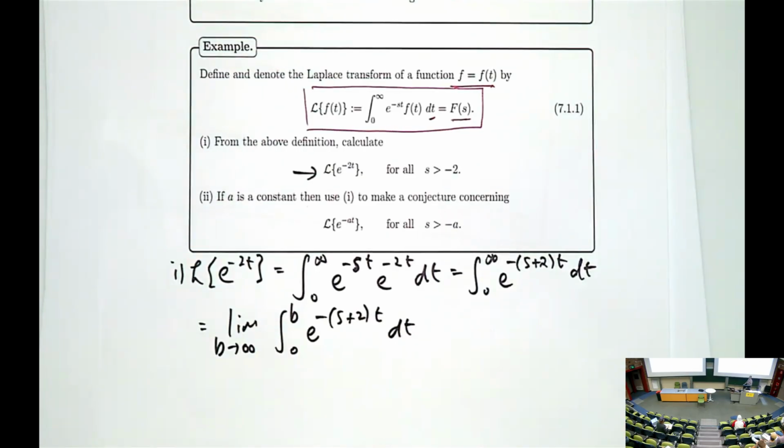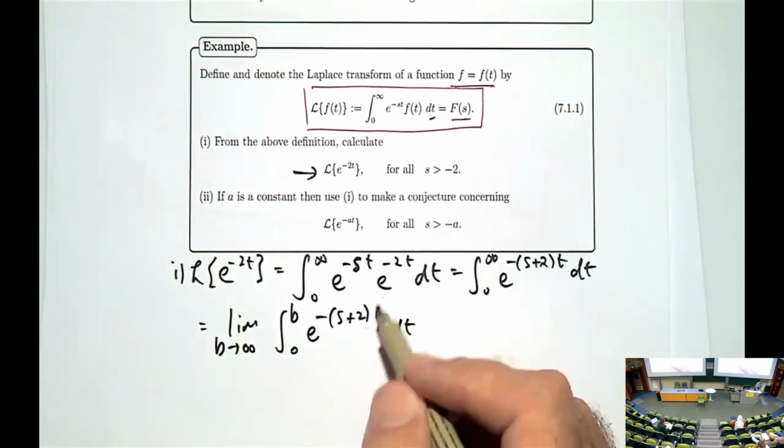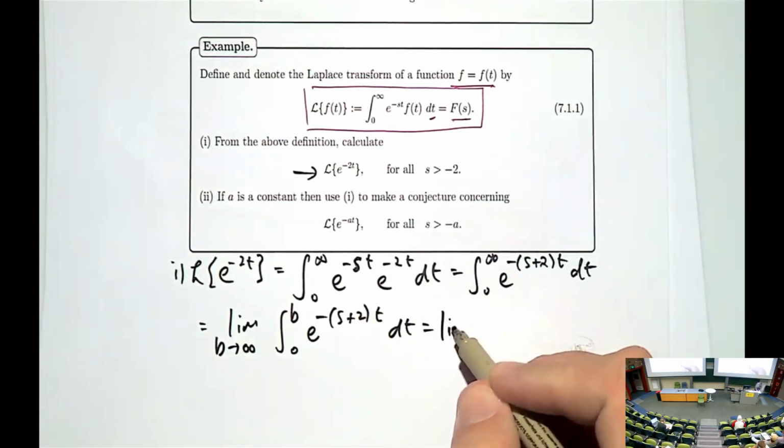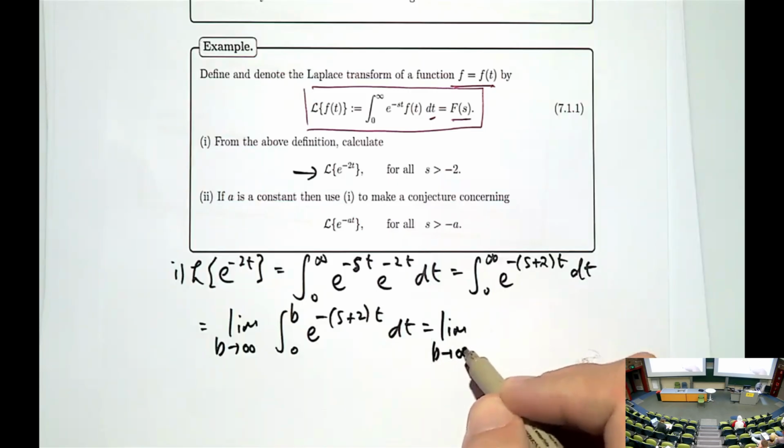Now, if we're being very proper with our improper integral, we would write it as a limit. You don't have to do that, but I'm just showing you how it works. Okay, so what now? Well, let's integrate this. And the last thing we'll do is take the limit.